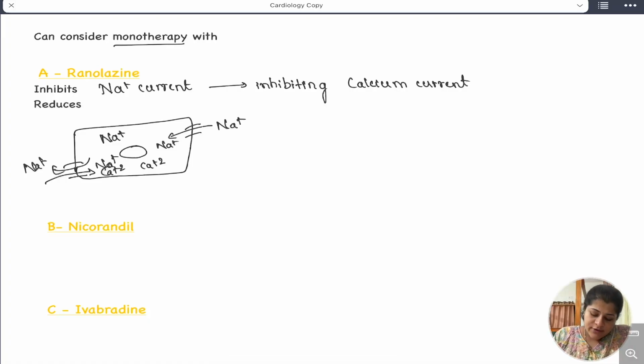So what does Ranolazine do? It blocks this sodium channel. Now, what happens when there is inhibition of sodium current? There is no exchange of calcium with sodium. So when intracellular sodium reduces, intracellular calcium is also reduced, and therefore there is reduced contractility leading to reduced myocardial oxygen demand. Correct? So this reduces contractility of the heart. Apart from that, it also reduces fatty acid oxidation.